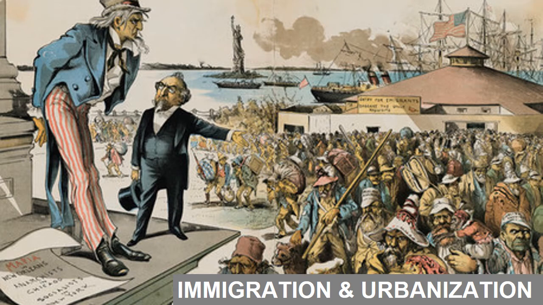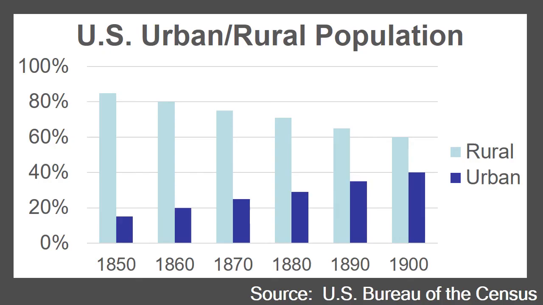Welcome to part 2 of the Gilded Age. Today we'll be discussing immigration and urbanization, or the growth of cities. The U.S. population increased from about 30 million in 1860 to over 74 million in 1900. Most of this increase can be attributed to the large number of immigrants who arrived in the U.S. during the second and third waves of immigration from Europe.